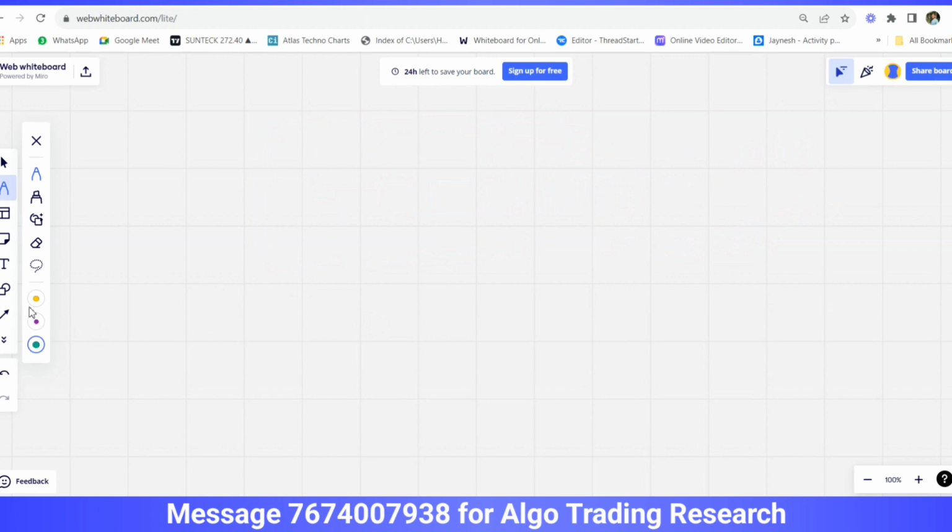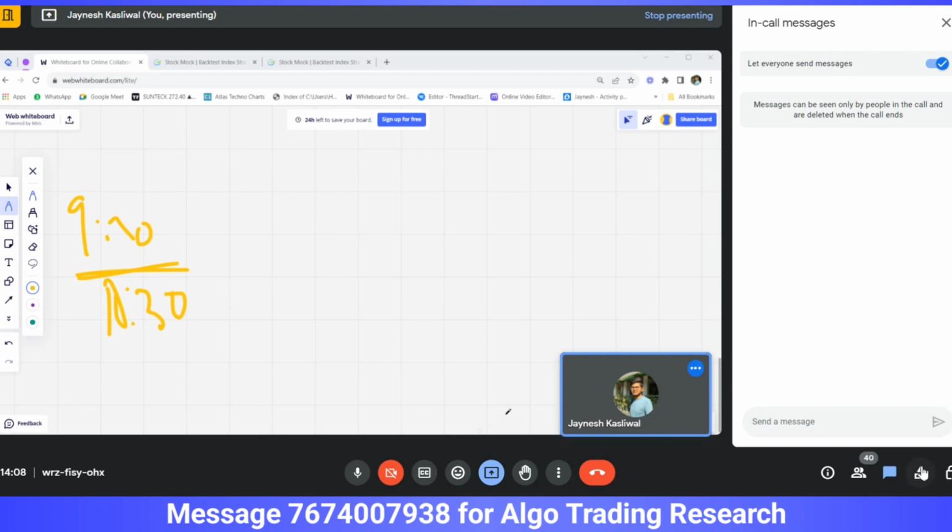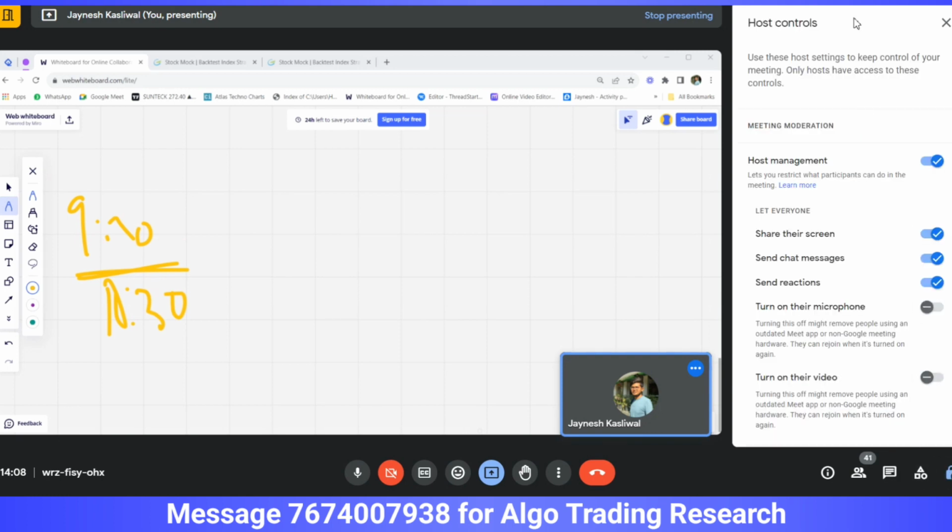Now, what we mean by range breakout here is, let's say that we are trading a strategy where the range is from 9:20 to 10:30 here. This is one of the best times, yes, this is the best time.